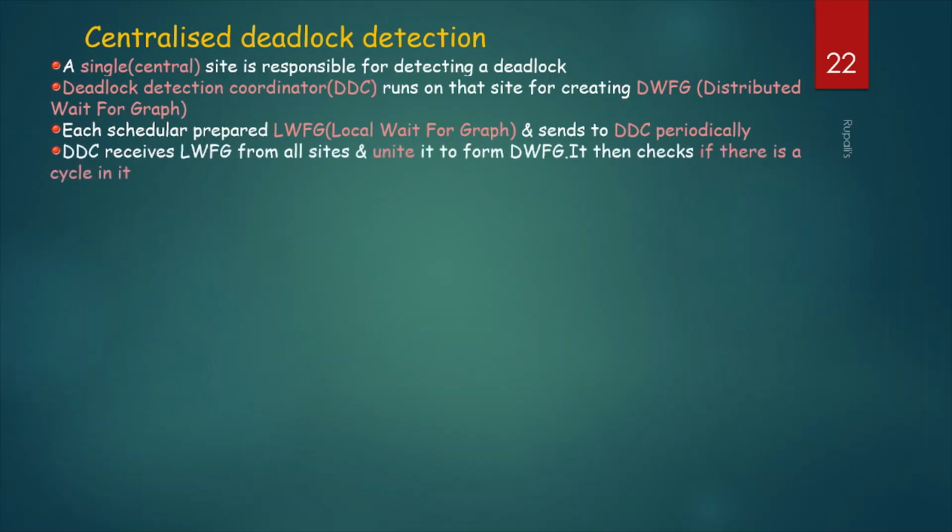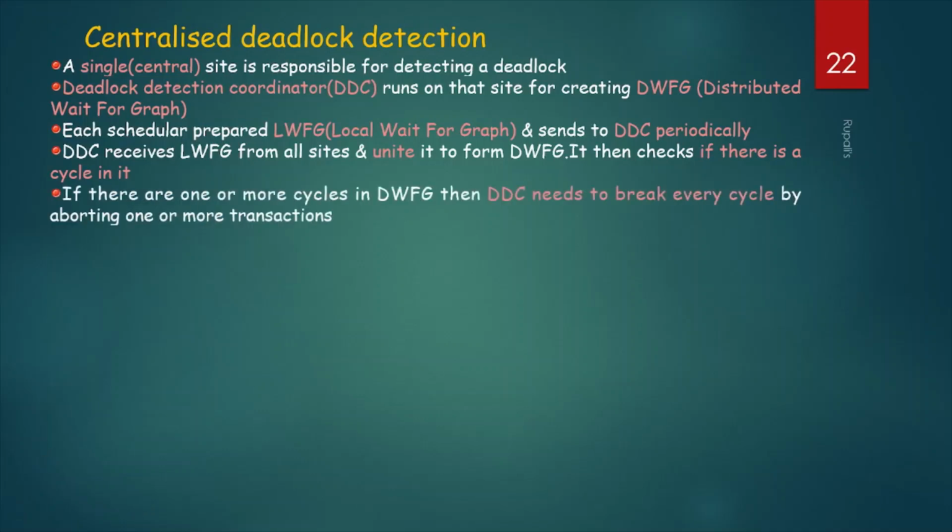The DDC receives the local wait for graph from all sites and unites them to form the global wait for graph, or we can say distributed wait for graph. Now it checks if there is any cycle or not. Means when all local wait for graphs are merged, then it checks if there is any cycle or not.